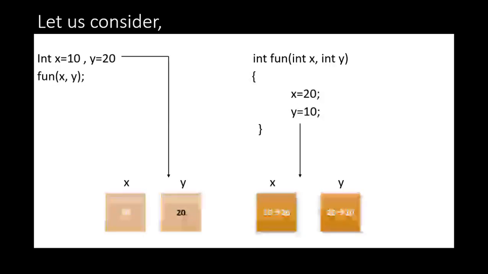Let us consider int x equal to 10 and y equal to 20. Here x and y create memory space and store 10 and 20. In the function part, it also creates a memory space for x and y, and it's called a function. Therefore, the values change from 10 to 20 and 20 to 10. Here only the value is called, not an address or the variable.